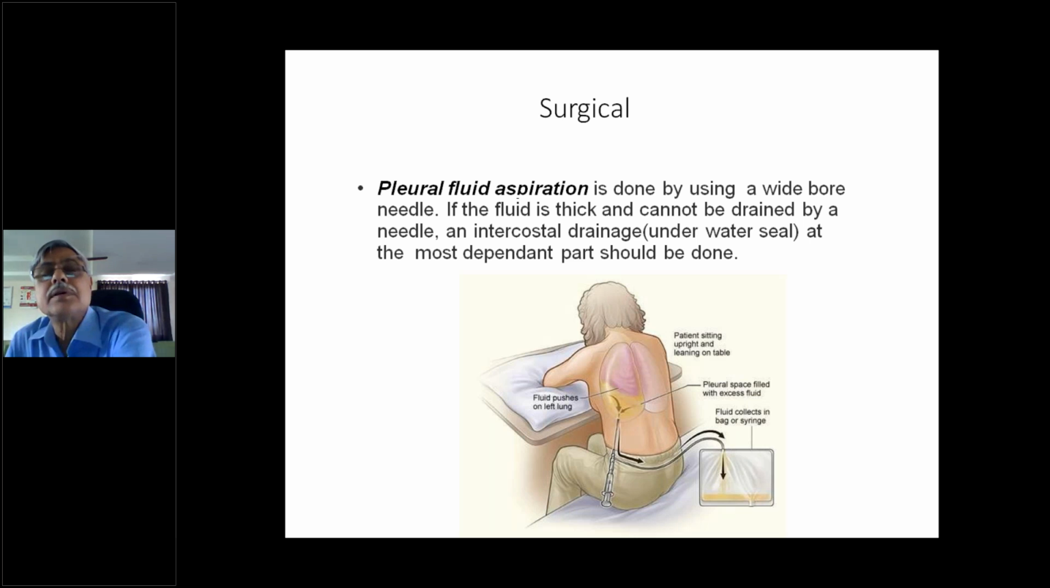Surgical, of course, I told you therapeutic. One is removal of fluid. One is for diagnostic, and the second one is for therapeutic purpose. Therapeutic purpose, what is here? By using a wide-bore needle, because the fluid may be thick. In a transudate it may be thin, so you can use a small bore. But in case of an exudate you have to use about 18 size wide-bore needle, because the thick pleural fluid will be there. It cannot be drained by a small needle. So intercostal drainage under water seal has to be done.